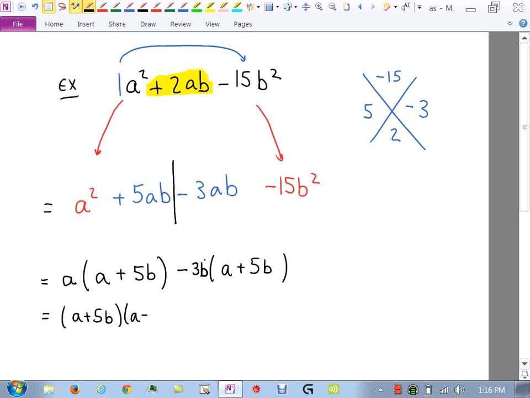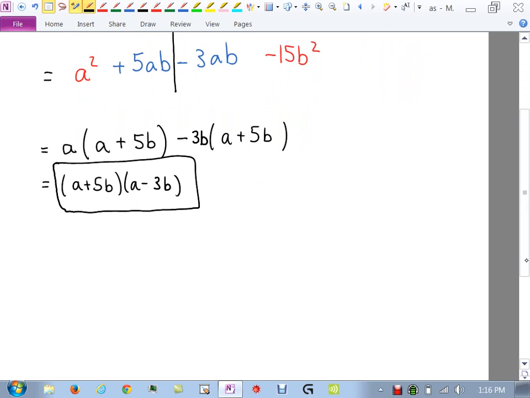Negative 3b. Everyone see that? The b needs to be there. Check it here. It goes and it gets you that. And then negative 3b times positive 5b. You get the negative 15, and then you get b and b is b squared. So how does that change things? My a plus 5b is out here, but then I have a minus 3b. Neither one of those will factor further, so I can say I'm done.